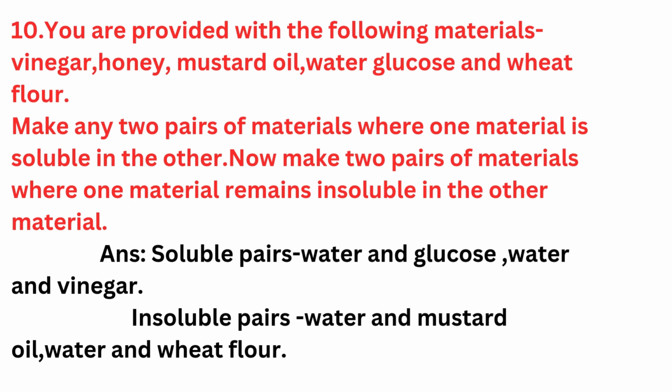Question number 10, you are provided with the following materials: vinegar, honey, mustard oil, water, glucose and wheat flour. Make any two pairs of materials in which one material is soluble in the other. Now make two pairs of materials where one material remains insoluble in the other. Answer: soluble materials are water and glucose, water and vinegar. Insoluble pairs: water and mustard oil, water and wheat flour.